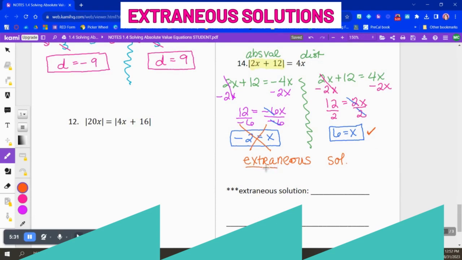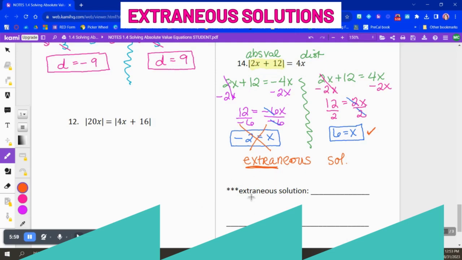The prefix, extra. So all the algebra looks good. We did not do anything wrong algebraically. But what happens when we have variables on both sides of an equation? Sometimes algebraically these answers show up, but when you plug them back in, because of the process of the function, in this particular case the absolute value function, the answer does not work.